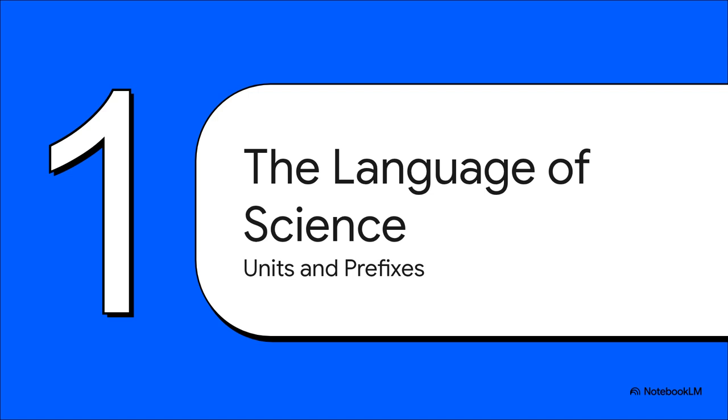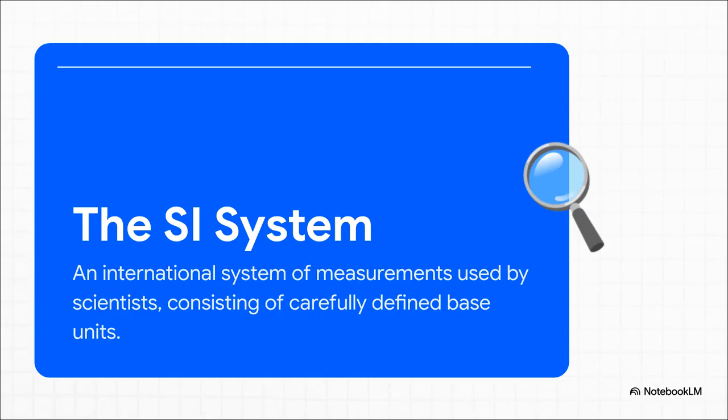So, to avoid that sea of red ink, we first got to get on the same page with the universal language of science. And that all starts with units and prefixes. And that language is called the SI system. It's the international standard that scientists use everywhere. It means a gram in a lab in Ohio is the exact same as a gram in a lab in Tokyo. It's the bedrock of all our measurements.